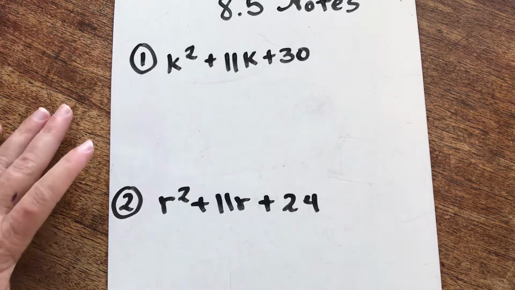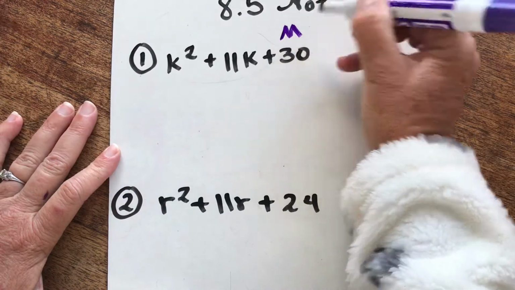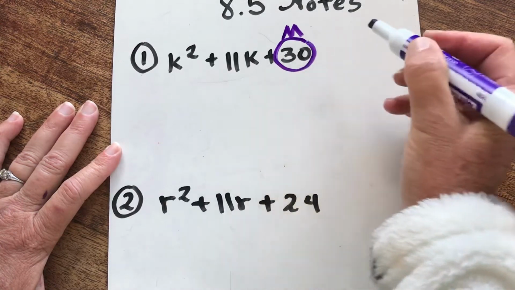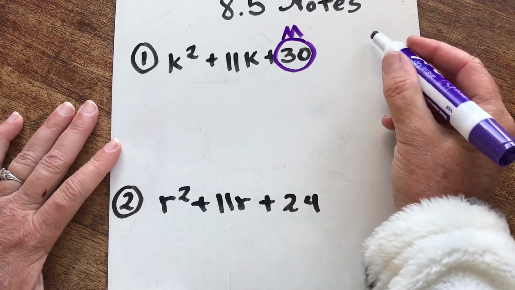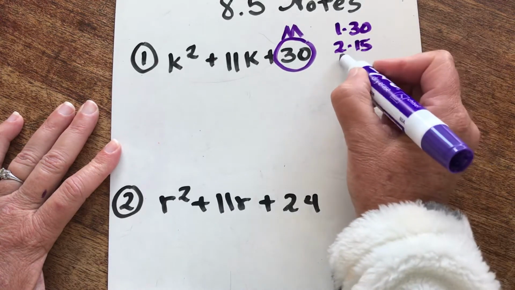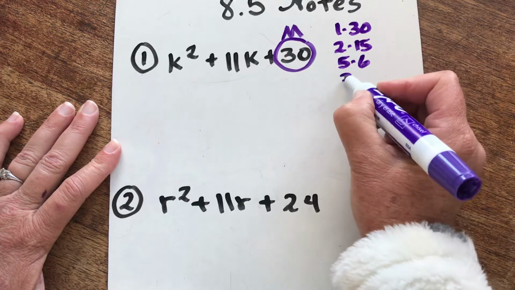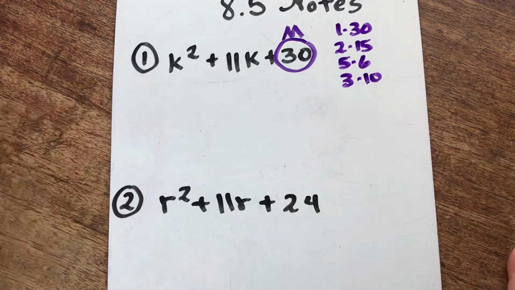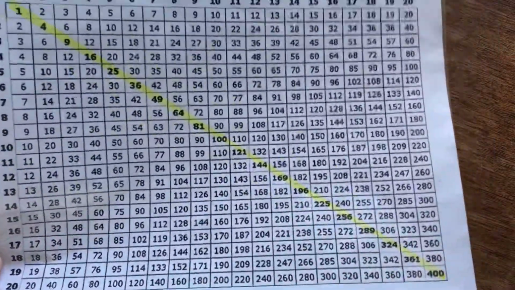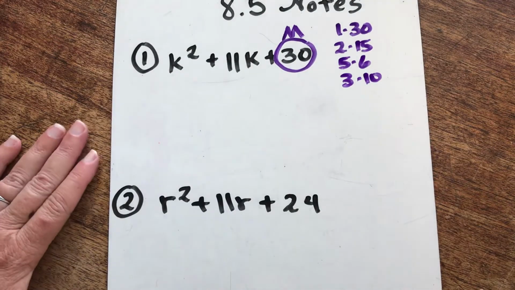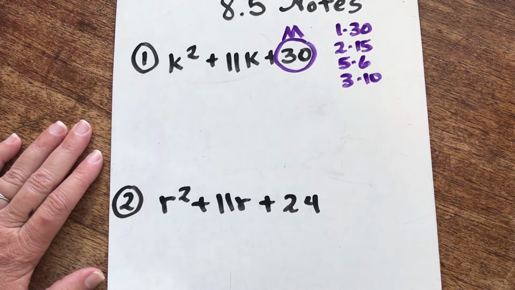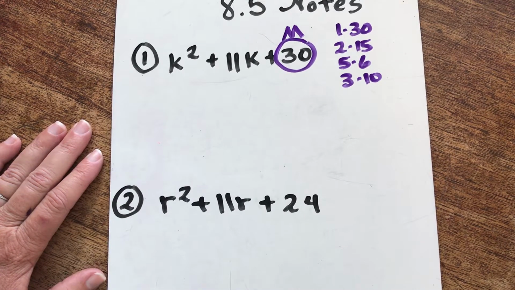So the first thing I want you to do is put a little m over the last term, and I want you to circle that term. And I want you to write down all the things that multiply to give you 30. So 1 and 30, 2 and 15, 5 and 6, 3 and 10. And again, that multiplication chart I told you to print, very handy because you do need to know your multiplication facts. So, what are all the things that multiply to give me that last term? That's going to give me some secrets about how to factor it.